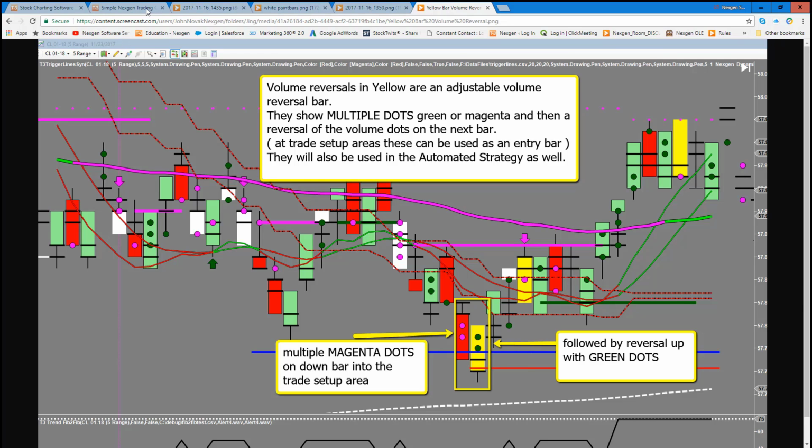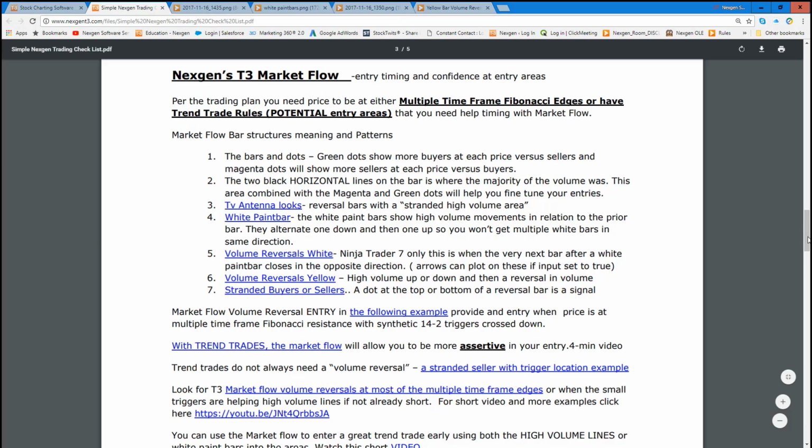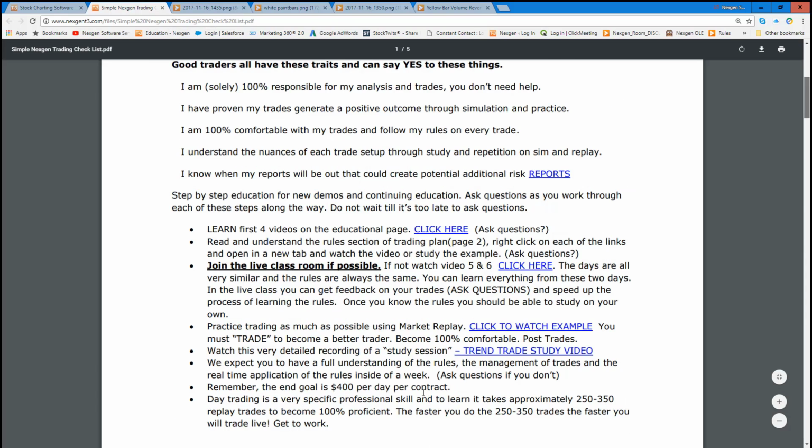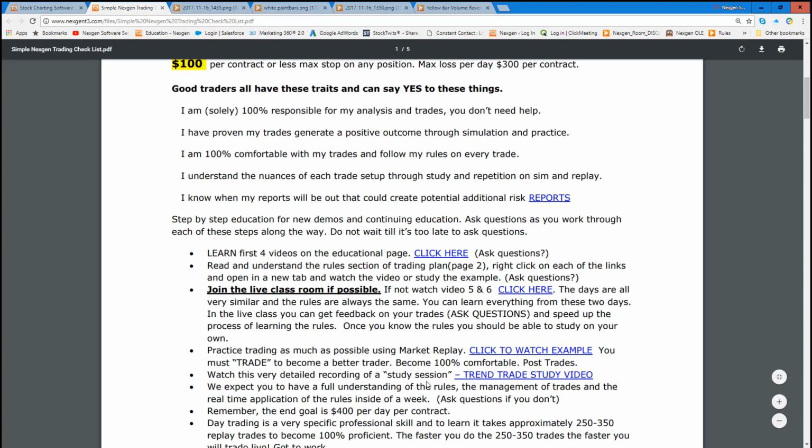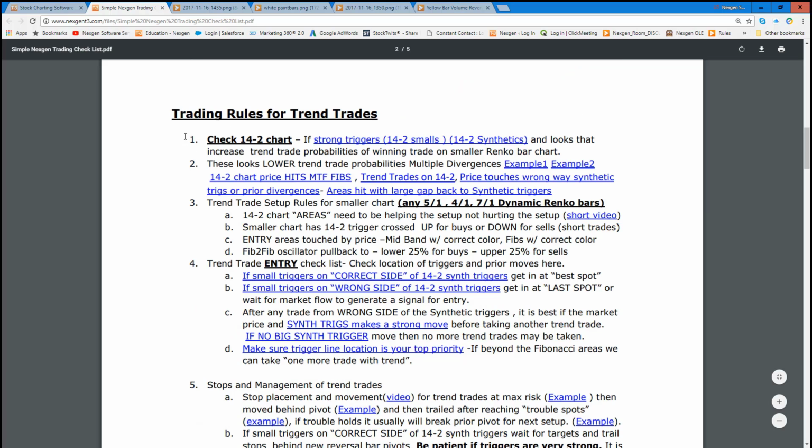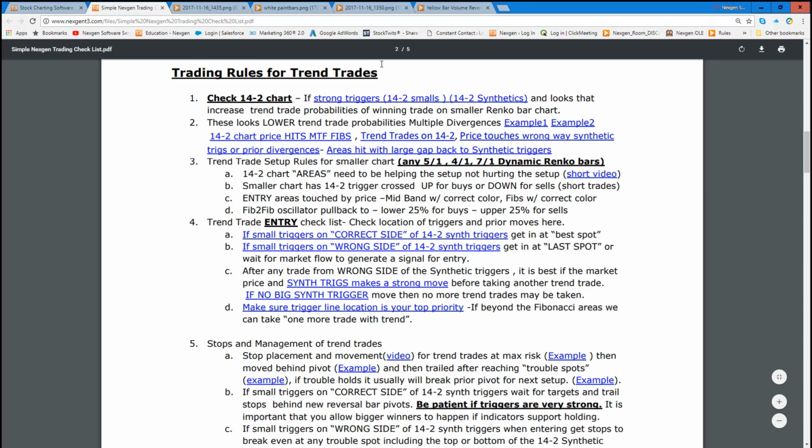So again, when you're entering the market, as you start working your way through the trading plan and the rules, we'll just take a quick peek at the rules and then we'll go look at a chart. The trading rules for trend trades are pretty simple. We want the large chart to be helping us, strong triggers helping us. We want the smaller chart to pull back to fibs and mid bands and have the triggers in the right direction.